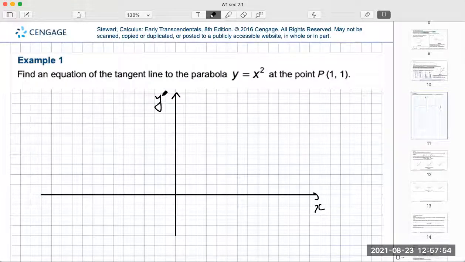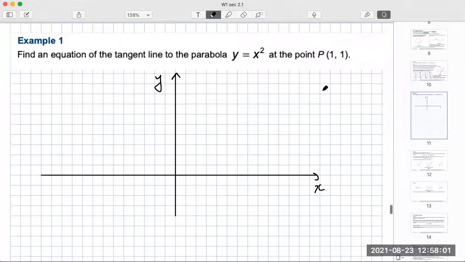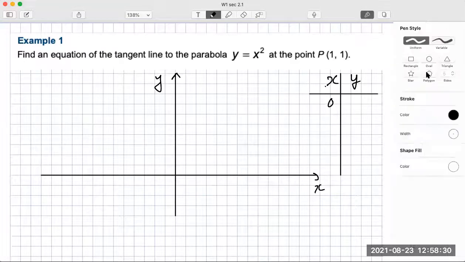Right. First, let us determine what the parabola is. In order to draw the curve, we will plug in values of x and y. So for example, when x is equal to 0, what is the value of y of this curve? Very good. So it's 0 right here.